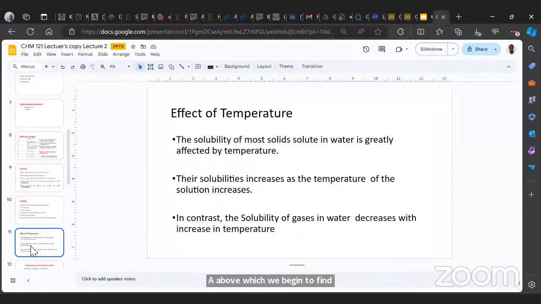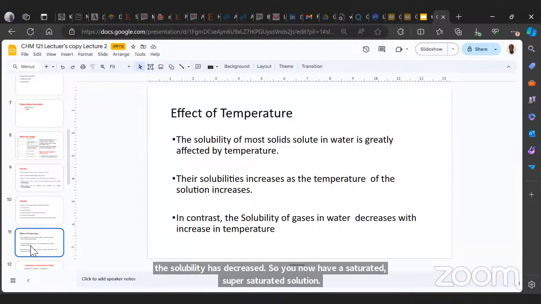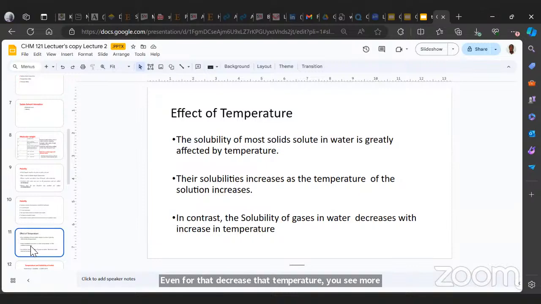That is saturation. So when you've got to a point of saturation and you decrease the temperature, maybe you freeze or cool it, put an ice block, you see crystals because you reduce the temperature. So the solubility has decreased, and you now have a supersaturated solution. If you further decrease that temperature, you see more crystals. If you heat that substance that had crystals under it, don't be surprised. All the crystals, or most of the crystals, will dissolve because the solubility has increased.